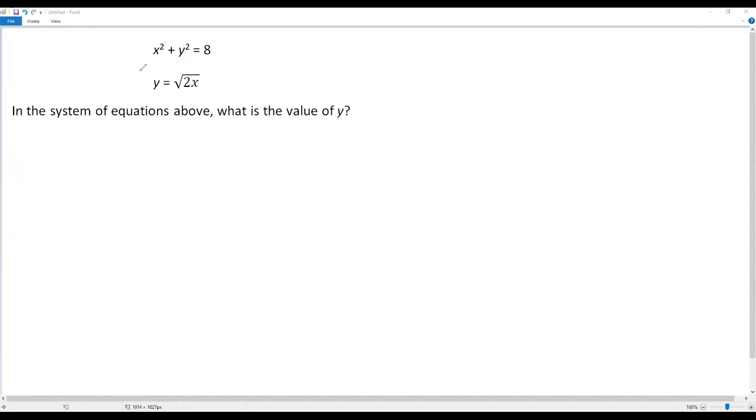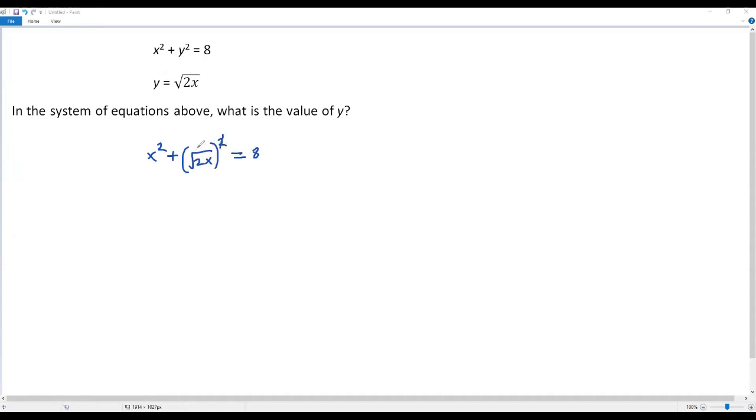Okay, now to solve for y in the given system, let's consider the second equation we have over here. So that is y equals square root of 2x. Since y equals square root of 2x, we can plug in the square root of 2x for y in the first equation. Okay, now let me do it. That is x squared plus, for this y, we can plug in the square root of 2x. Then I'm getting square root of 2x, the whole squared, equals 8.